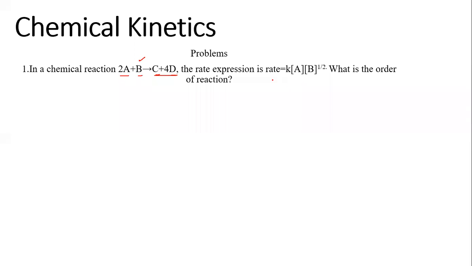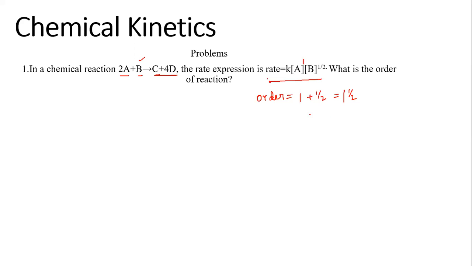But here they have given rate equal to K into [A] to the power of 1 and [B] to the power of 1 by 2. So order is equal to the summation of the powers. If nothing is there, then it is understood that 1 will be present. Therefore 1 plus 1 by 2. Okay, so this is the order of the reaction. Order of the reaction can be written as 1 and a half, or else you can also write 3 by 2.